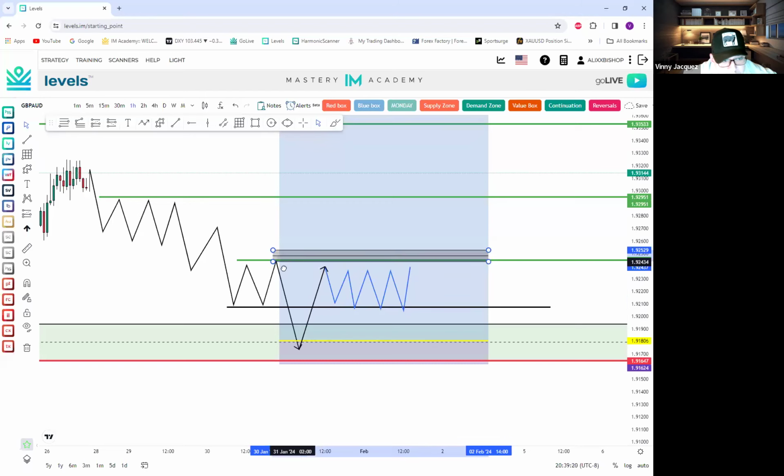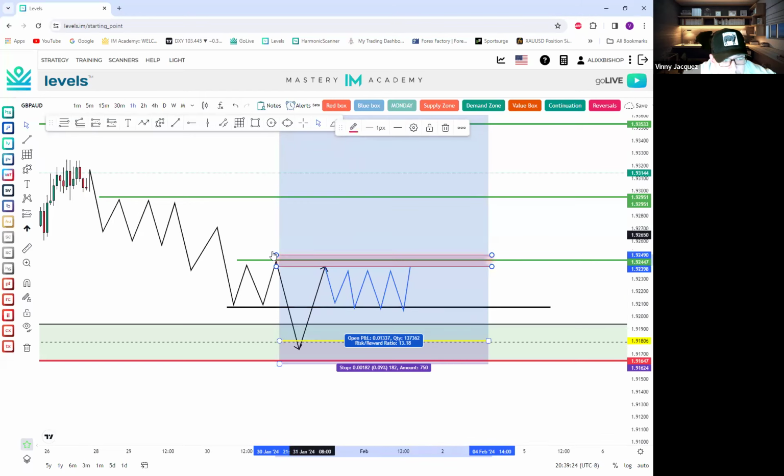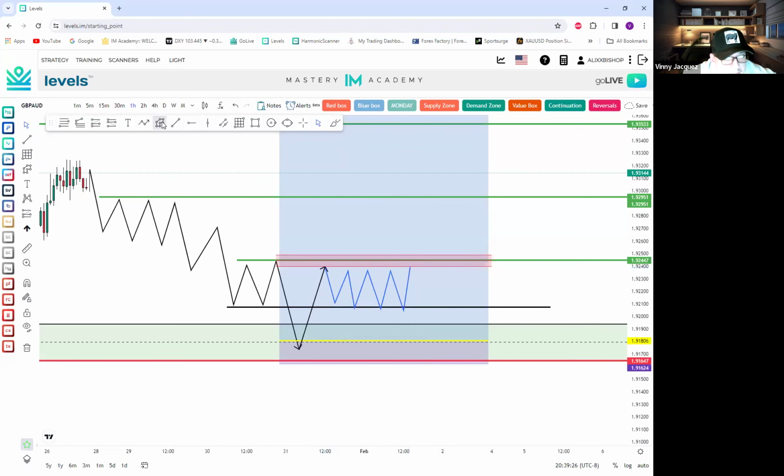Why? Because it's respecting the starting point. It's respecting the supply zone, right? It can easily respect, go a little higher, drop. Easily, right? We wait for that break above. As soon as we break above, boom, we finally have confirmation. We could finally look for more opportunities.